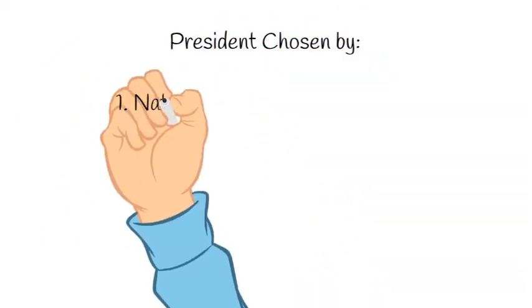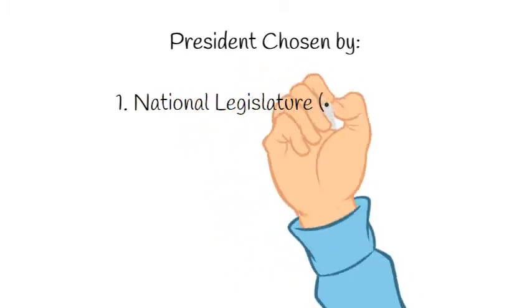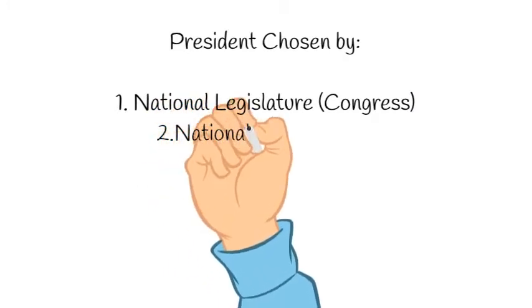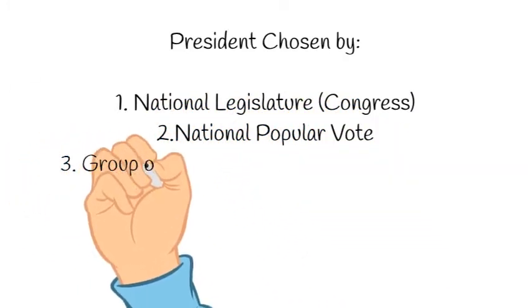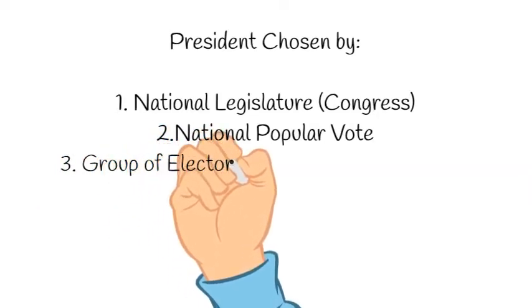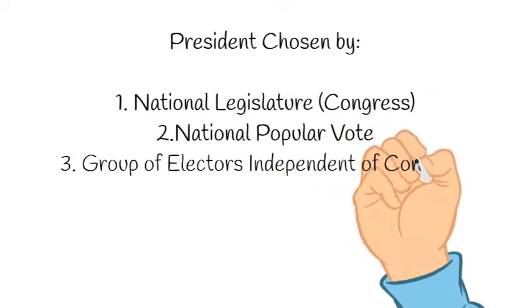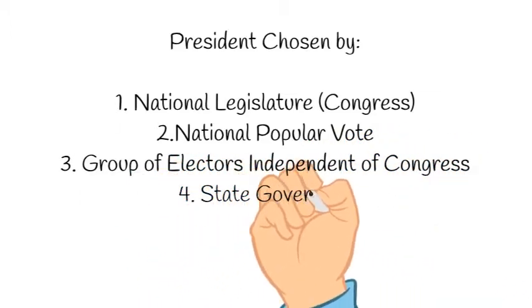These are the various options the framers discussed in the 1787 Constitutional Convention for choosing a president. 1. President chosen by the national legislature or Congress. 2. President chosen by a national popular vote. 3. President chosen by the group of electors independent of Congress. And 4. President chosen by state governors.